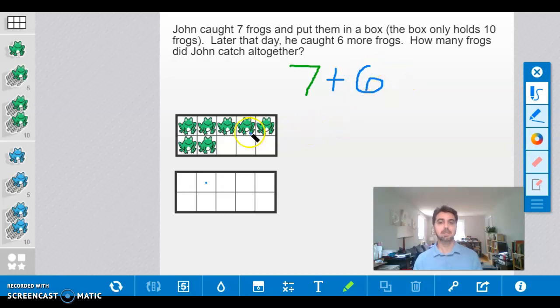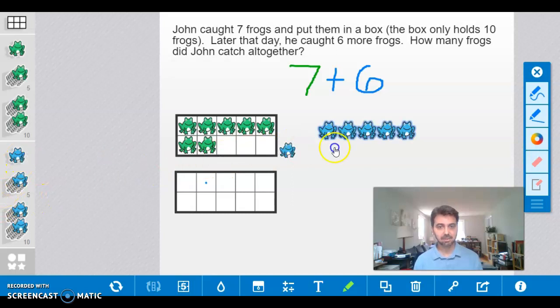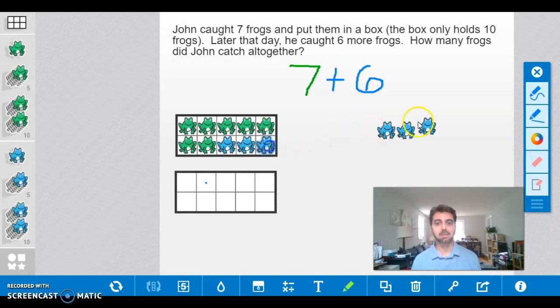So he's got 6 more frogs. Here's 5, 6, and these frogs also have to go in the boxes. How many of these frogs can go in the first box? We said that, right? Show me the number with your fingers. Is it 1, 2, 3, 4, 10? No, it's 3. Yes, 3. So let's look. We're going to put 3 of them in the box.